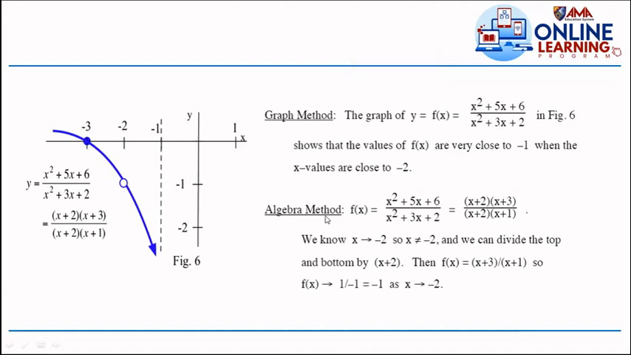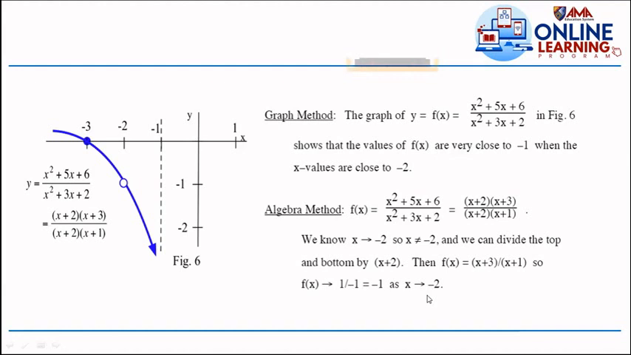Okay? And for the last one, using the algebra method, the function of x is equal to x squared plus 5x plus 6 divided by x squared plus 3x plus 2. So ito na yung common factor na sinasabi ko kanina. So cancel yan. Natira will be x plus 3, x plus 1. Negative 2 plus 3, we have positive 1. Negative 2 plus 1, we have negative 1. So therefore, 1 divided by negative 1, our answer is negative 1 as x approaches negative 2.